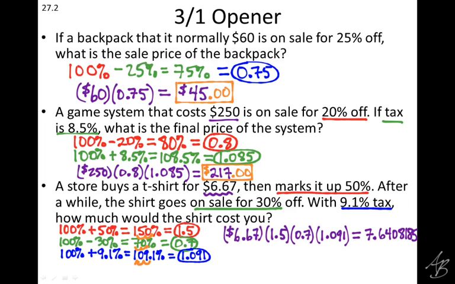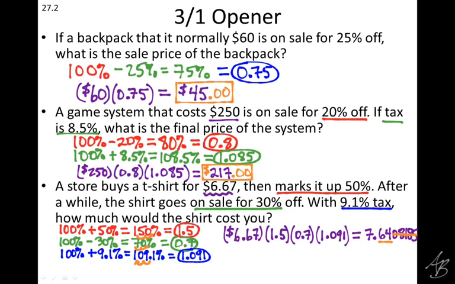So we're dealing with money, right? And when you're dealing with money, you don't go to Target and they say, okay, it's $7.6408185. So what are they going to do? Round it. So they're going to round to the nearest hundredth, which is going to be the cents. And so everything after that hundredths place gets crossed off.